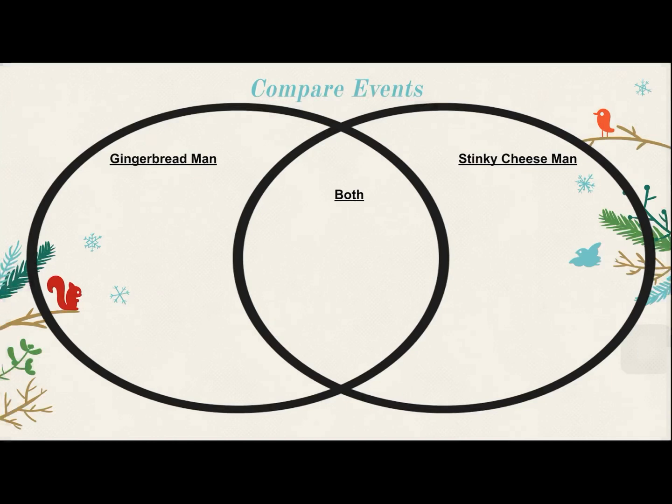Stinky Cheese Man, on the other hand, because he stinks, the events change. The people don't chase him, and instead of getting eaten, the fox that is carrying him on his back chokes and drops him in the river. So the differences between the characters cause very clear differences in the plot.